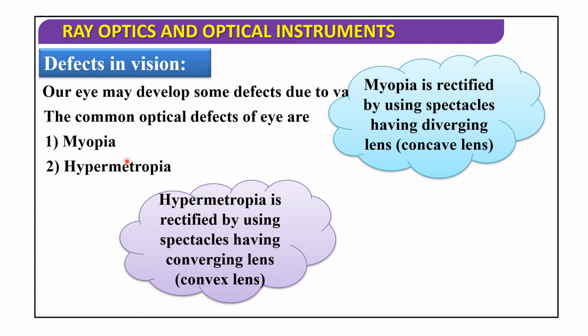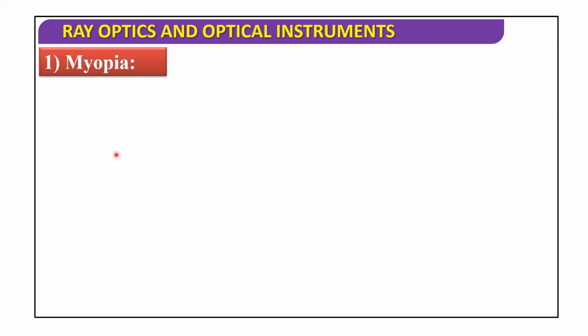So to correct myopia, we are using concave lens. To correct hypermetropia, we are using convex lens. Here this is concave lens and for hypermetropia, convex lens. Now I'll discuss the first one, myopia.